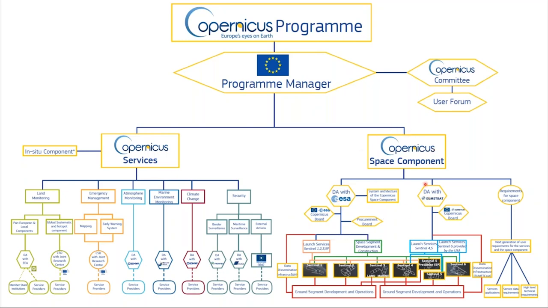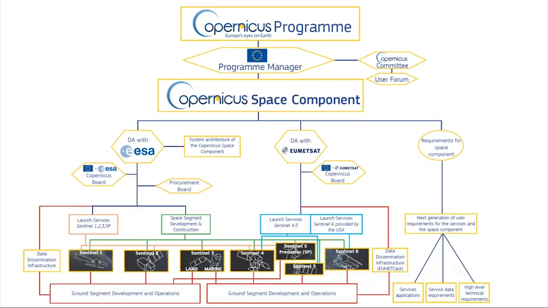And in the space component, we have a series of satellites, coming from Sentinel-1, Sentinel-2, 3, 4, 5 Precursor and 5, and Sentinel-6. In addition to that, Copernicus is providing data dissemination infrastructure. Because if we have such good quality data, if we have data coming from different platforms, we have to put this data into the hands of people. And by providing simple to use data dissemination infrastructure, we are able to give everyone access to this valuable data.